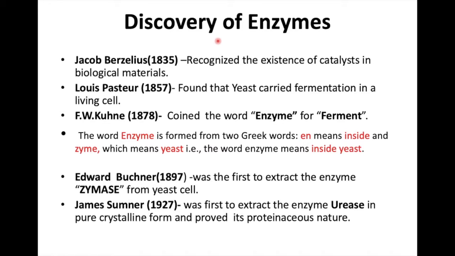Then James Sumner in 1927 was first to extract the enzyme urease in pure crystalline form, and he also confirmed the protein nature of the enzyme. So after that the properties of the enzyme were studied in detail.